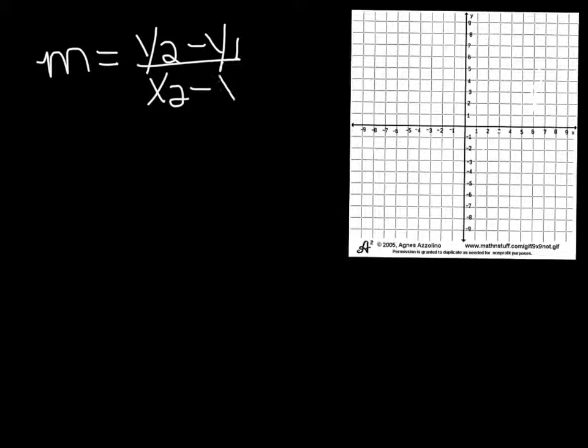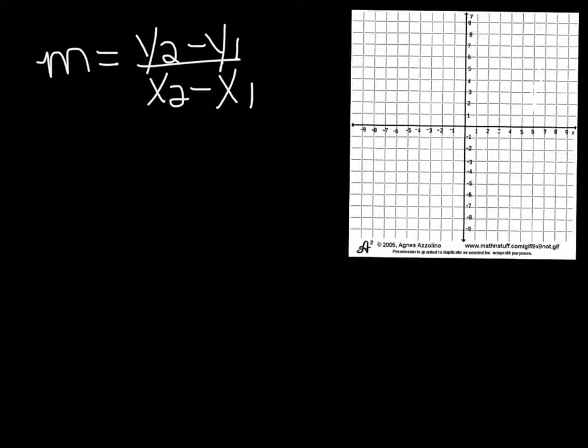In algebra, the letter M represents slope. When you are given two ordered pairs, there's a formula to find slope. Slope is y2 minus y1 over x2 minus x1. You can use this formula when you're given two ordered pairs to find the slope between the 2 points, or if you have 2 points on any line, you can do it that way as well.